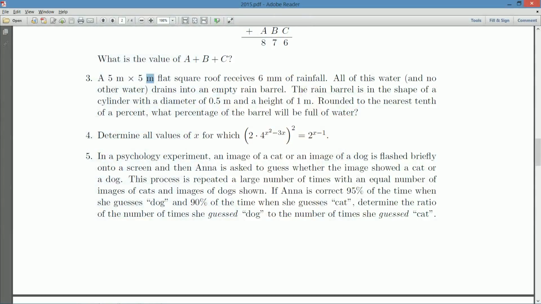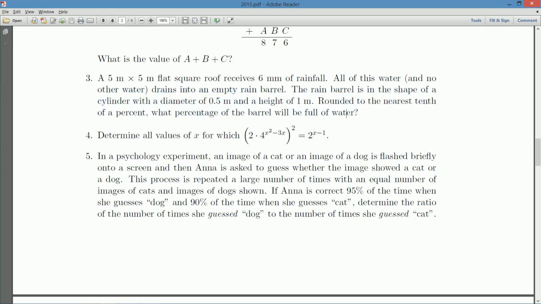All of this water, and no other water, drains into an empty rain barrel. The rain barrel is in the shape of a cylinder, okay, with a diameter of 0.5 meters, so that would be 500 millimeters, and a height of 1 meter, or 1,000 millimeters, milli being the prefix for 1,000th. Rounded to the nearest tenth of a percent, what percentage of the barrel will be full of water?